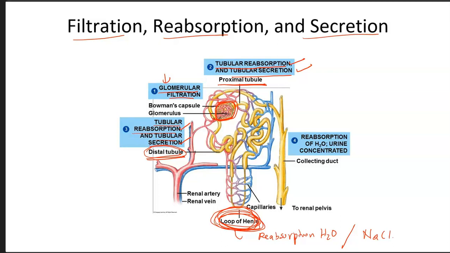From the distal tubule, it goes into the collecting ducts. In the collecting ducts, reabsorption of water occurs again. The body needs to reabsorb or reserve as much water as possible before the urine is formed. If your body wants to conserve water, the urine formed will be concentrated, and the volume of the urine will be low.